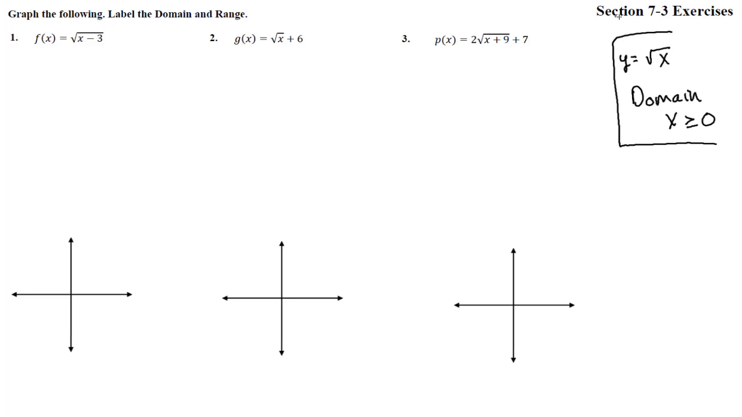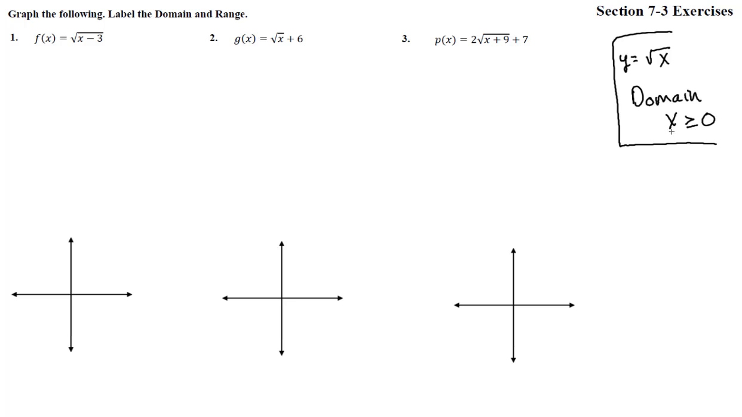Here we are in section 7-3, exercises 1 through 3. It says to graph the following, label the domain and range. Now let's remind ourselves, the domain of a radical, a square root in particular, is that we need to have things under the square root that are greater than or equal to 0.